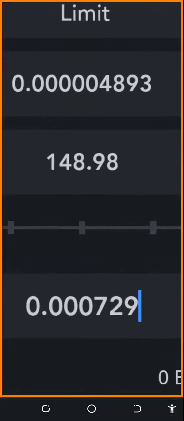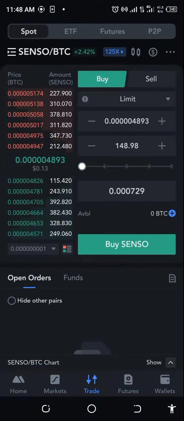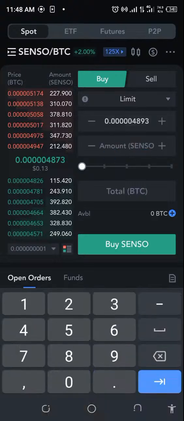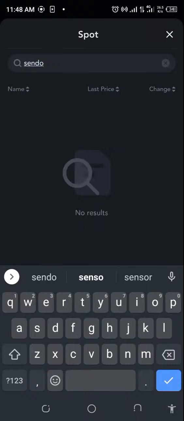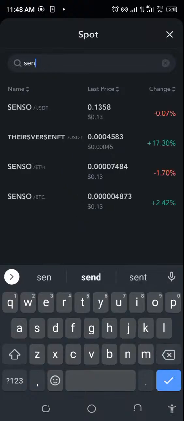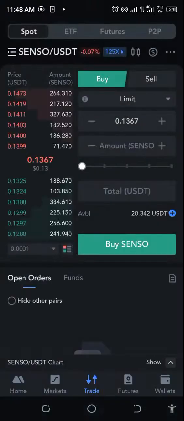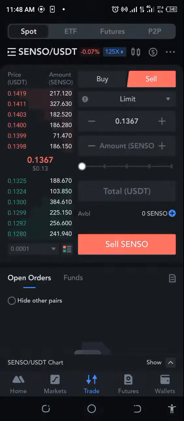Can you see this? 148. No, no, no. But let's just finish up the process, right? Let's finish up the process. We go back to Senso. Senso USDT, all right? I want to sell the Senso now. Oh, no. I'll just do one more trial, starting with ETH, okay?